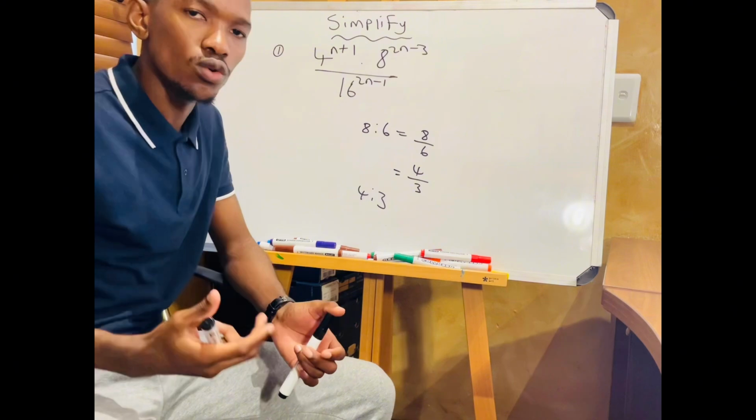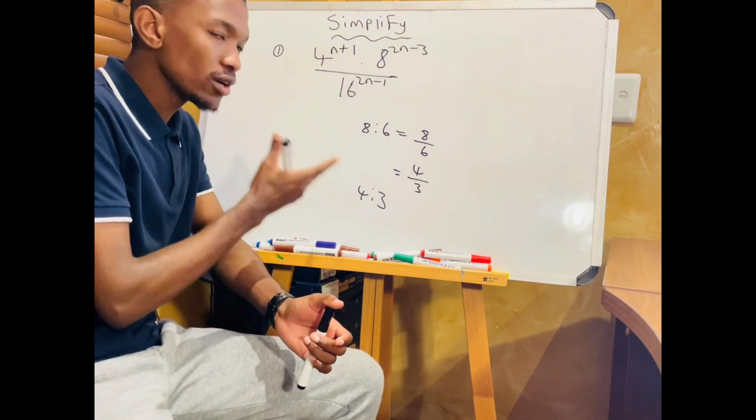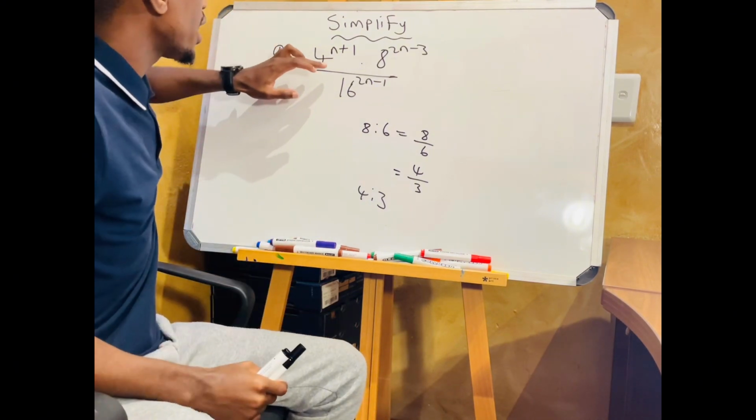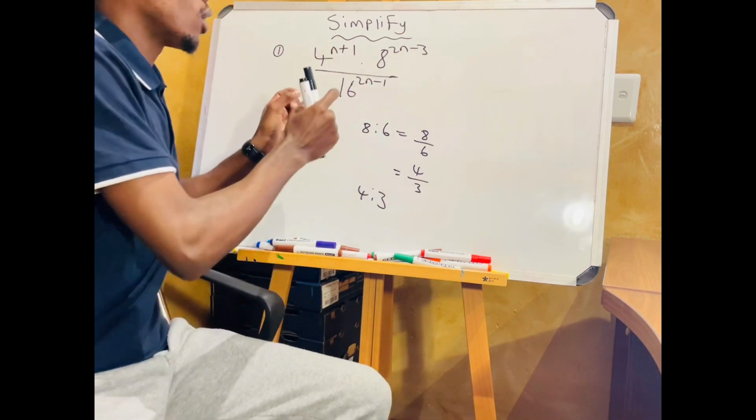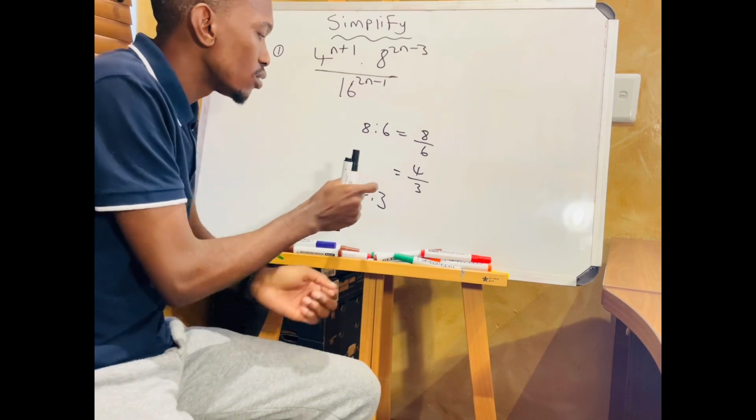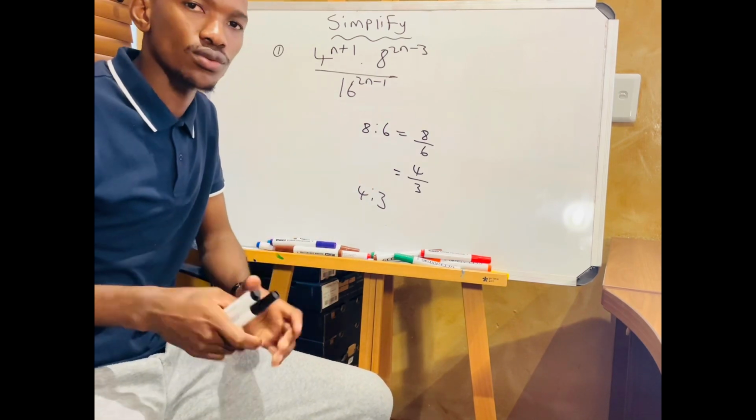So what is my goal of showing you this? My goal is that even if we have these bigger numbers with exponents, we can also change them into simplest form. How so? Let me show you.